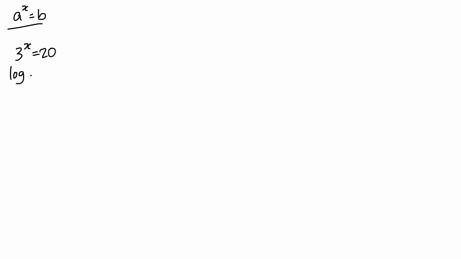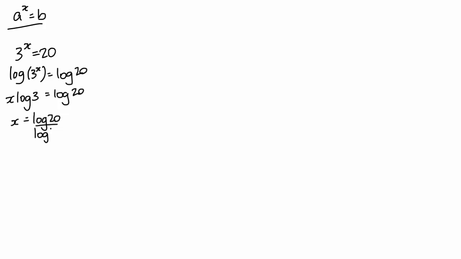So if I take log of each side, and then use one of my rules to simplify that, I get this statement. If I then divide both sides by log 3, I get that x is log 20 over log 3, and that becomes 2.73. Now simple equations are very much like that to solve. Let's go for something a little harder.